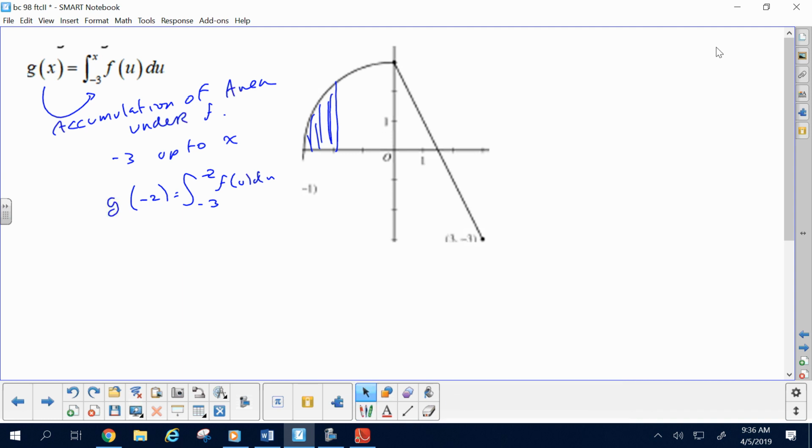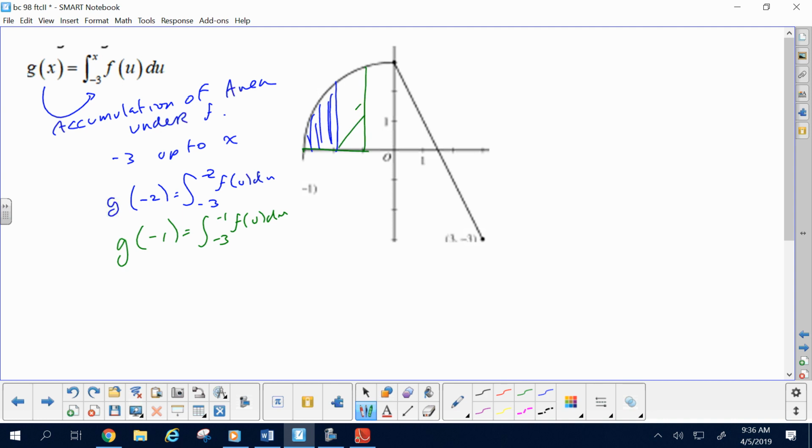And if I said that's g at -1, that's the area from -3 to -1. And so it would be this. Everything good so far? Just reviewing what we know. All right, now then. Say I talked about, today's idea is the rate of change in the area accumulation. When is g accumulating area the fastest? From -3 to -2 or from -2 to -1? When is it accumulating more area?